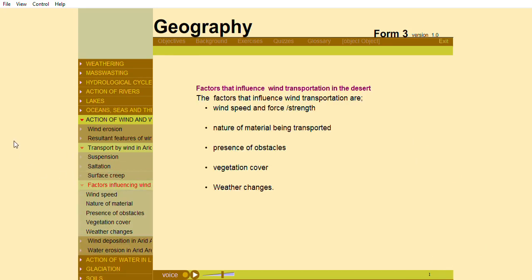Factors that influence wind transportation in the desert. The factors that influence wind transportation are wind speed and force or strength, nature of material being transported, presence of obstacles, vegetation cover, and weather changes.